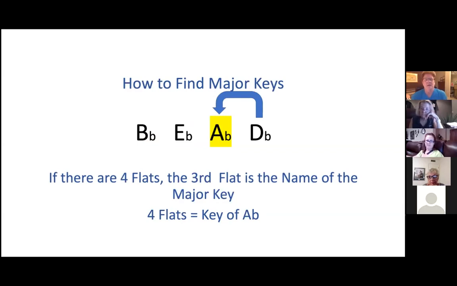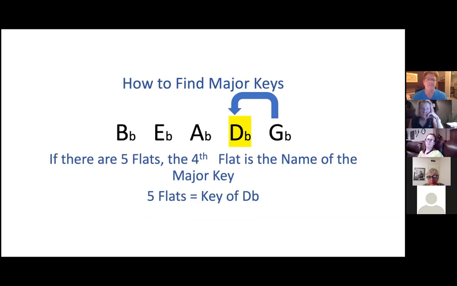B-E-A-D. Back up one. If there are four flats, the third one is the name of the key, which is A flat. If there are five flats, they are B-E-A-D-G, back up one: D. Sometimes I just do this. Like with my kids, I say B-E-A-D-G, back up one. Here's the name of your key.